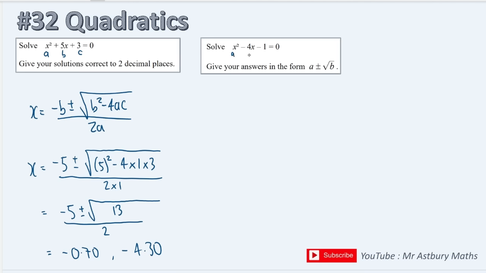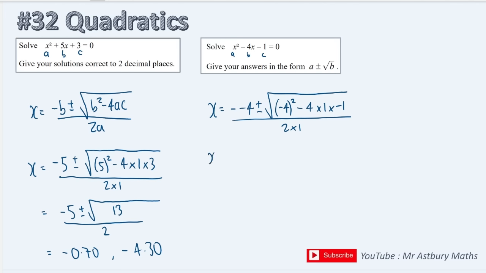Next one is similar, but we're asked to give our answers in surd form. So ABC, again, we have x is equal to minus minus 4 plus minus the square root of, again, make sure you put it inside brackets so your calculator doesn't mess up, and then minus 4 times by 1 times by minus 1. And that's all over 2 times 1. Okay, simplifying, I'm going to get 4 plus or minus the square root of 16 minus, times a minus is a plus, so 16 plus 4 is 20. And that's all over 2.